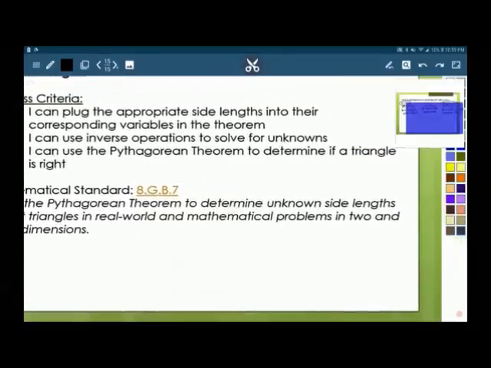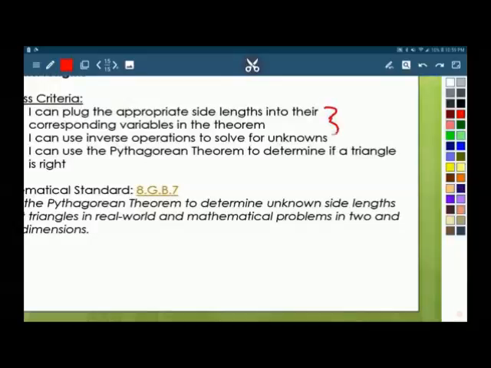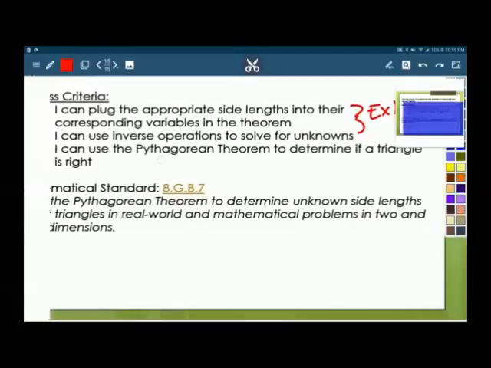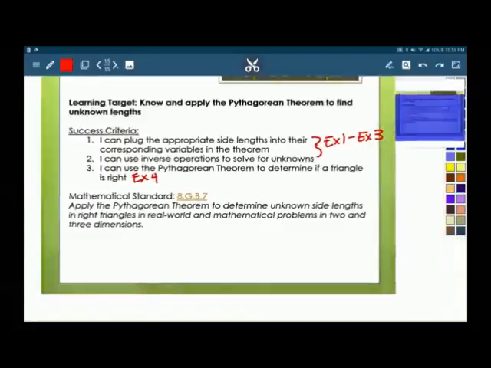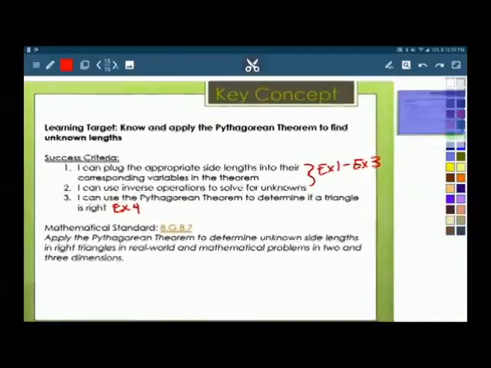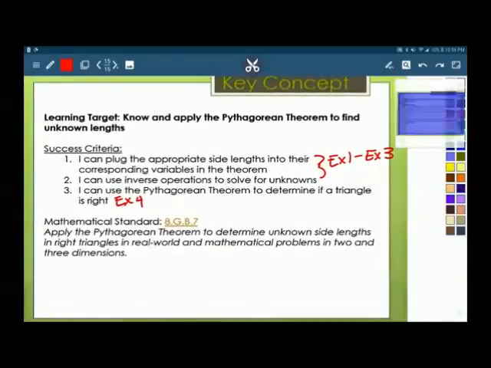Okay, we did the first two success criteria in examples 1 through 3. And then the third success criteria was in the fourth example. Please make sure you go back, rewatch any sections you may need to if you didn't quite understand. Stop and pause the video, get any questions answered. But if you feel like you got it, go on to your Google form and have a great day.